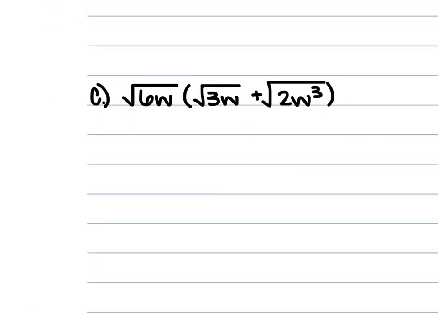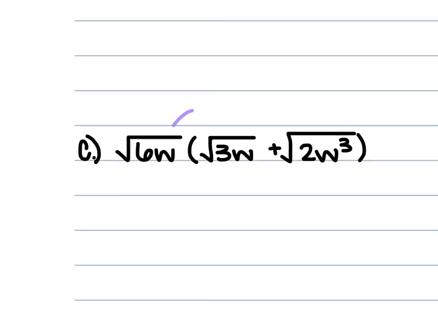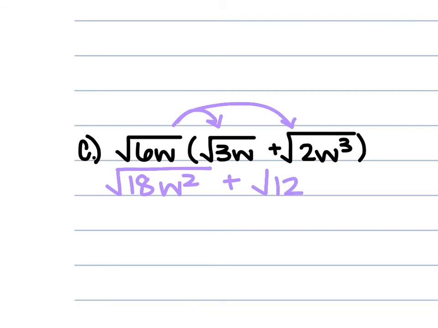For C, we have the square root of 6w times the square root of 3w plus the square root of 2w cubed. So we are going to distribute here. This is a different way that I did it from before. So I'm going to do 6 times 3, which is 18. So the square root 18, w times w is w squared. Plus 6w times 2w cubed is going to be 6 times 2, which is 12. Keep it under the radical. W times w cubed is w to the fourth.